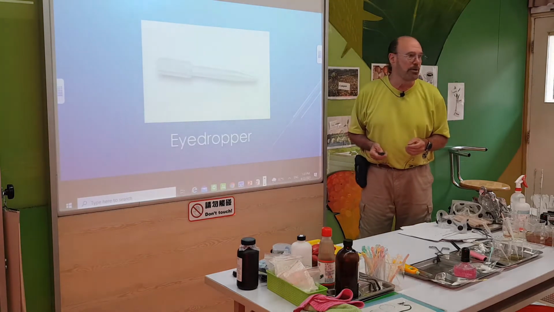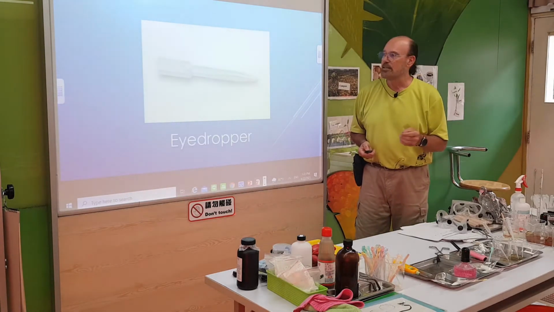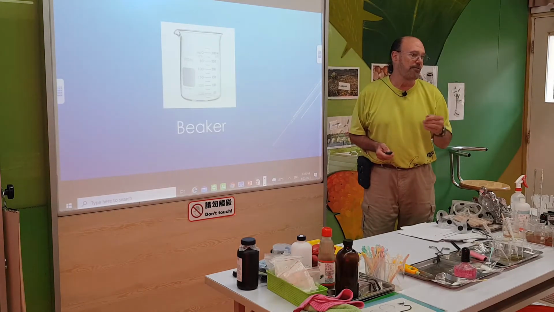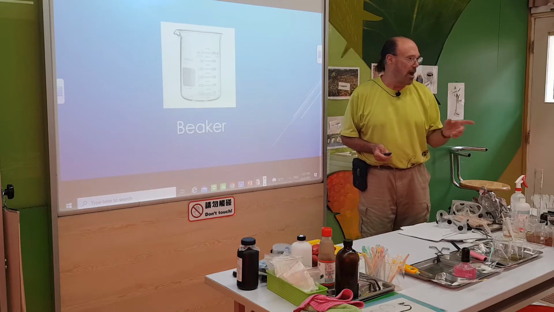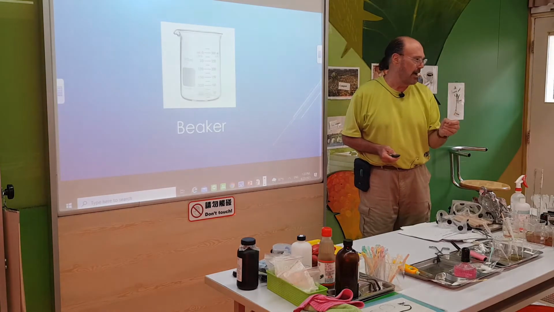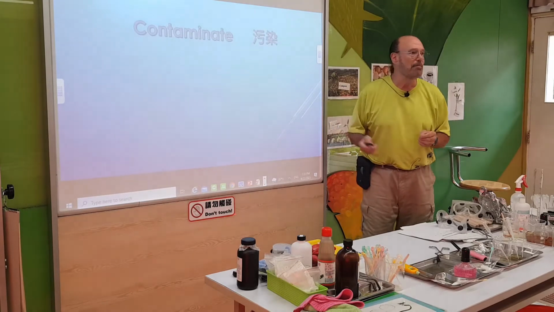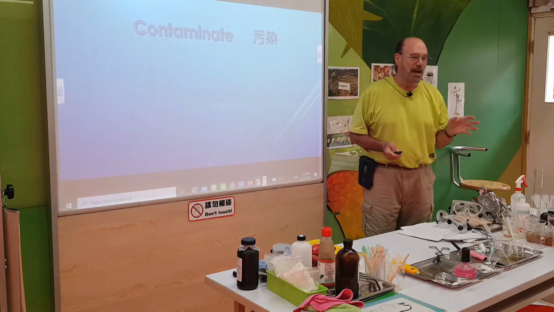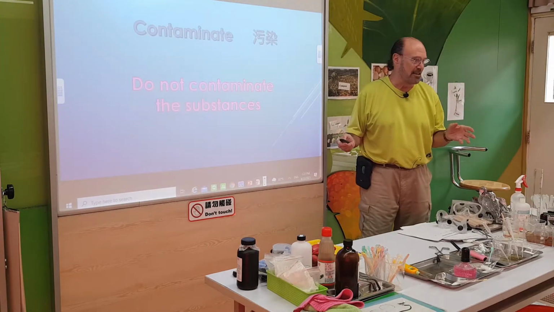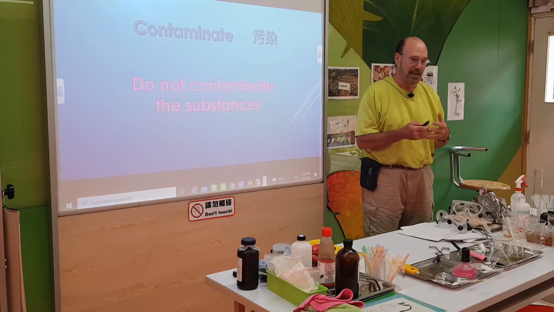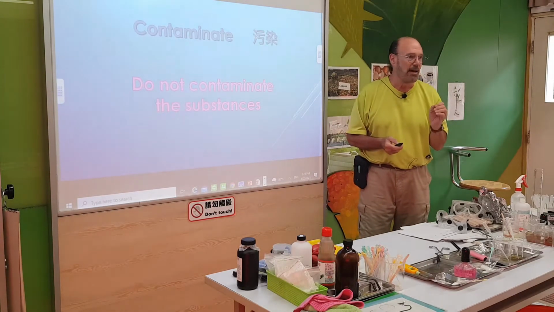And eyedropper. An eyedropper. We've used these before. And beaker. We've used beakers before. You have two different sized beakers. The larger beaker, 250 milliliter beaker, has vinegar or acid. The smaller one has iodine. And this is an important word here, contaminate. We don't want to contaminate the substances or the liquids, vinegar and iodine mixed together. We don't want to do that, so we have to be careful.